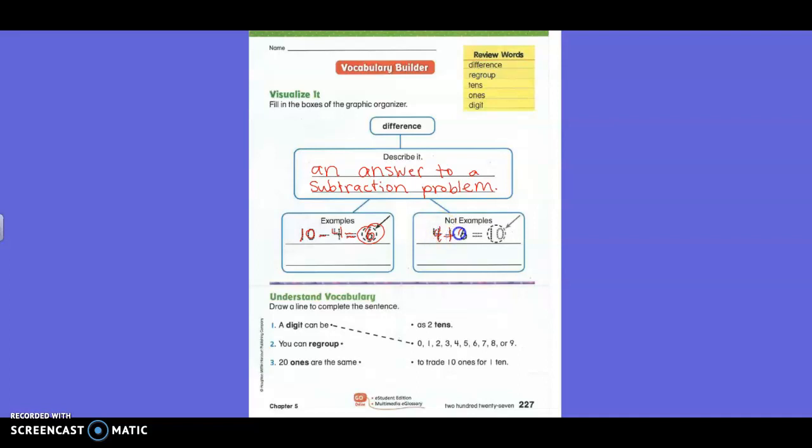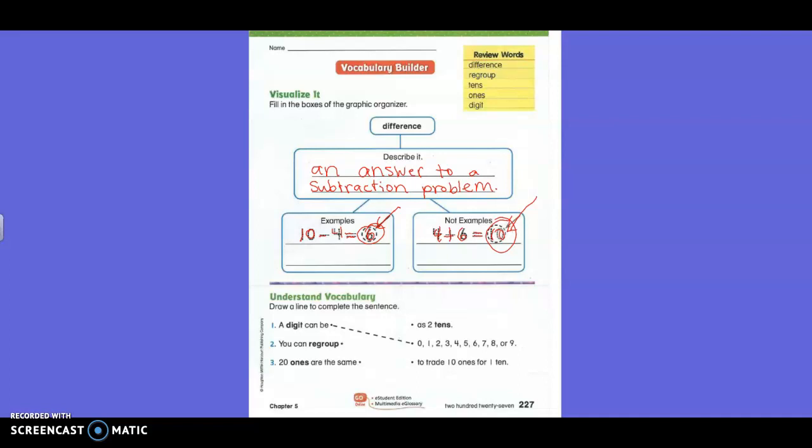Okay? Not an example. 4 plus 6 equals 10. Now, I know that 10 is an answer, but that's an answer to a what? Addition. Yeah, what do we call those? Isaac? What's the answer to an addition problem called? Sum. We call these sums, not differences. When you have an answer to a subtraction problem, it's called difference. Okay? Got it?